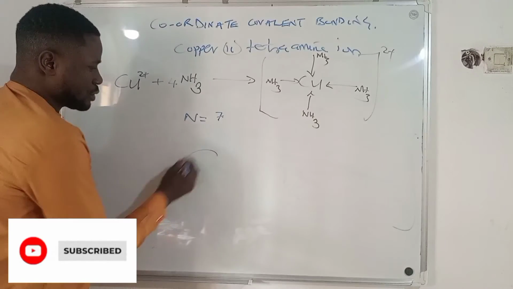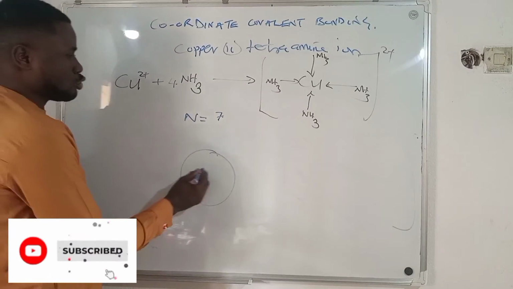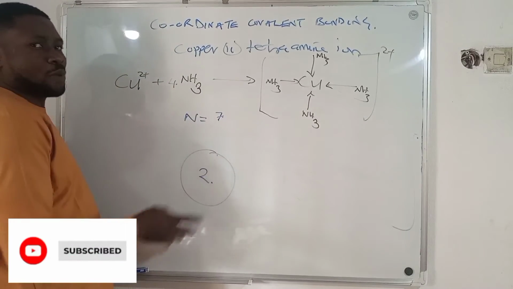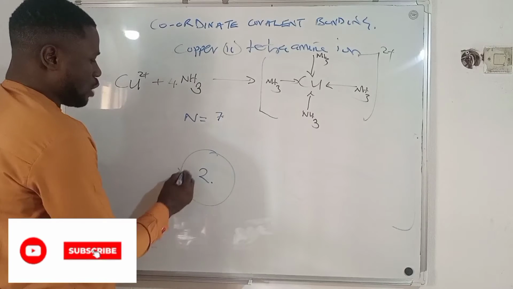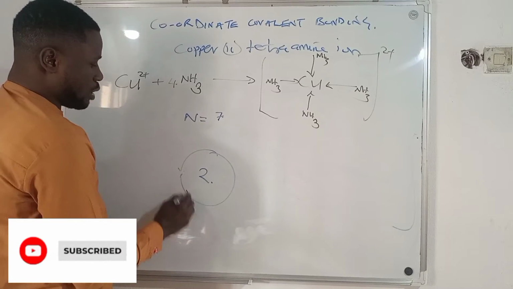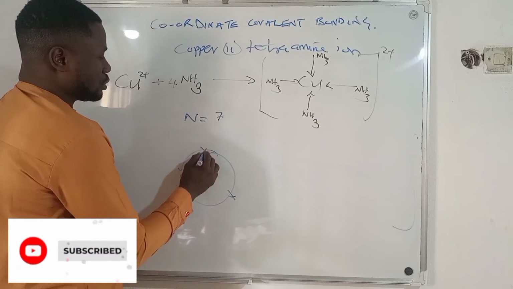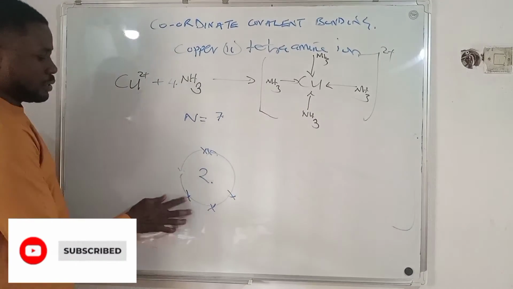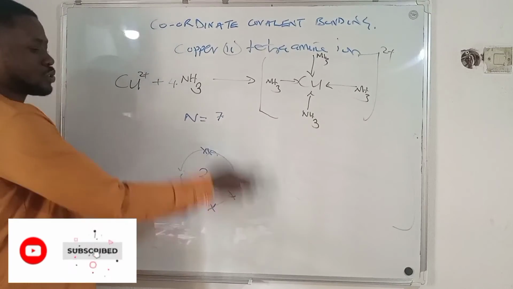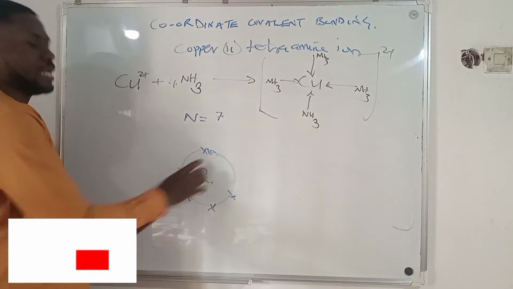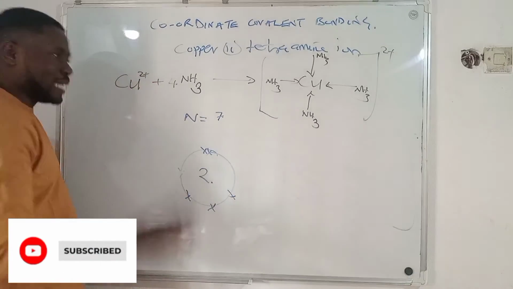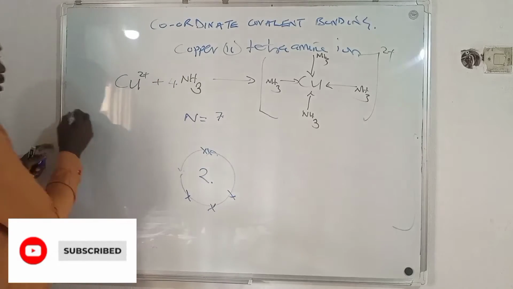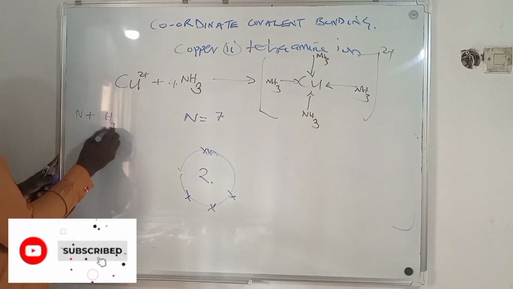Now, if you draw this, 2 electrons will be inside, in the inner shell. Then how many electrons will be on the outer shell? 5. So I have 1, 2, 3, 4, 5. You see, we have 5 electrons on the outer shell and 2 in the inner shell, giving you a total of 7 electrons for nitrogen.